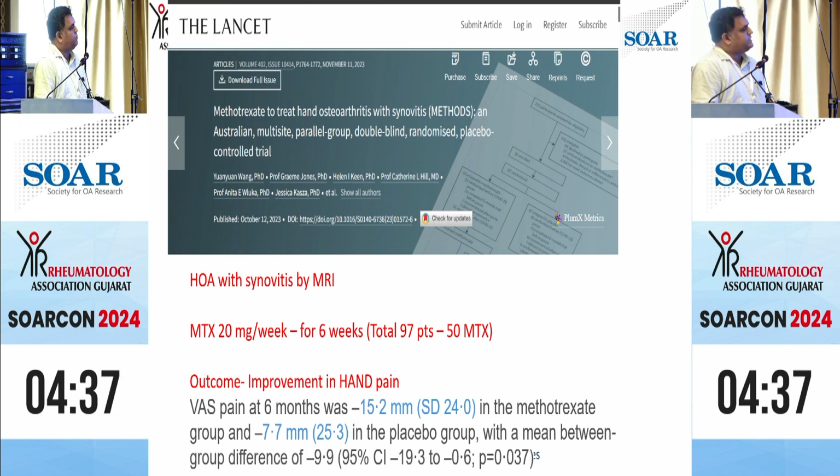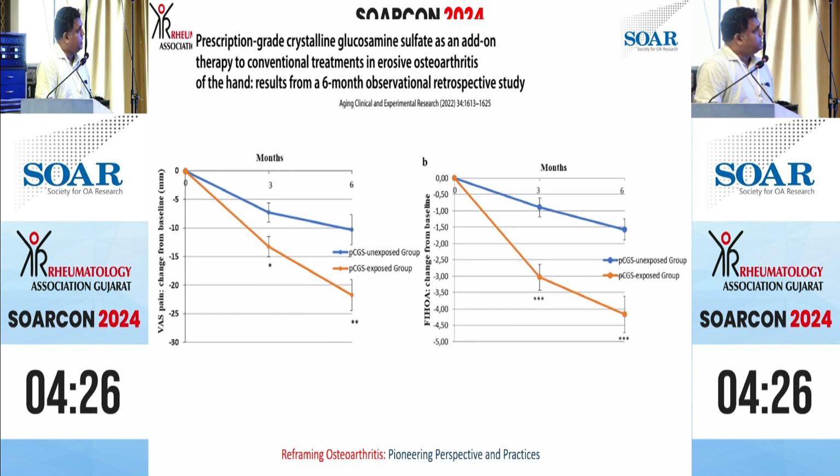What they found was that pain at 6 months showed a better improvement in the methotrexate group as against the placebo group, and this difference was quite significant. So indeed, when appropriate, systemic corticosteroids and methotrexate would have a role in management of hand osteoarthritis. Prescription-based crystalline glucosamine is another agent which has been around for quite some time.